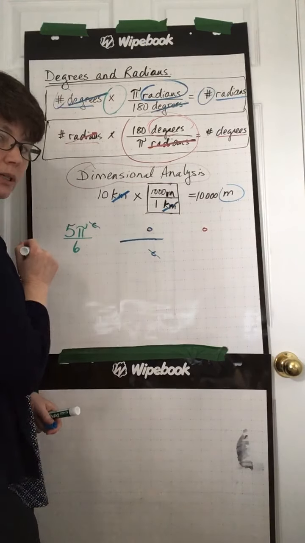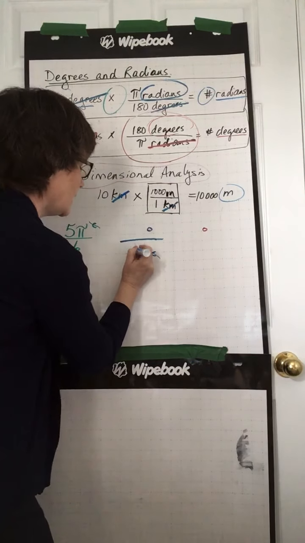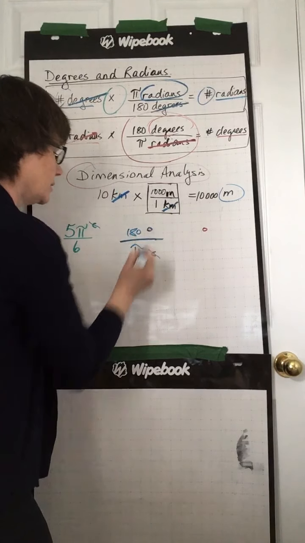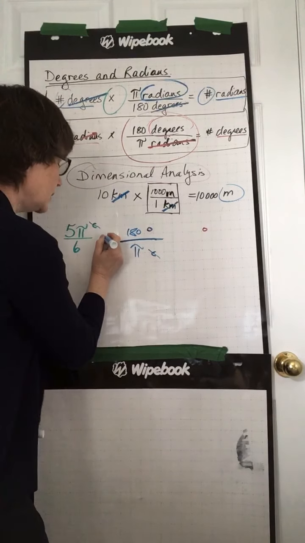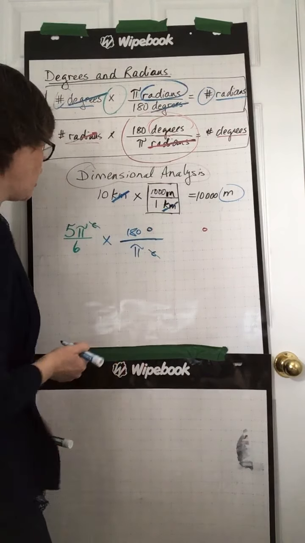So what's the fraction here that actually is equal? This numerator has to be equal to the denominator so that it's the number 1. We're just multiplying by the number 1, and that's 180 degrees over pi radians. We need to multiply by that fraction, so please show your math correctly.